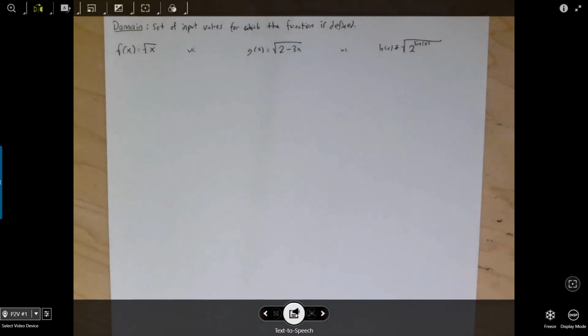Hi everybody. Let's look at how we can find the domain of different kinds of functions. So I got three examples here. The one on the left looks pretty simple, and the one on the right maybe looks fairly complicated. But really it's the exact same idea for all three of them.